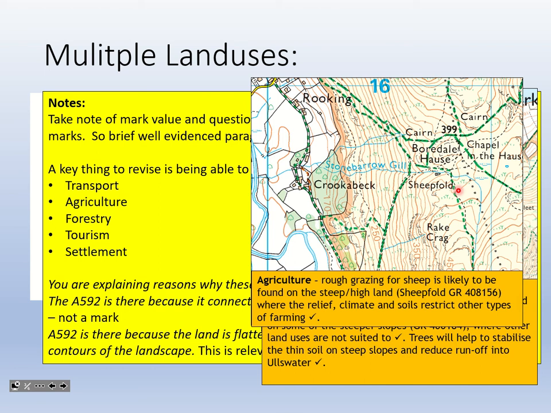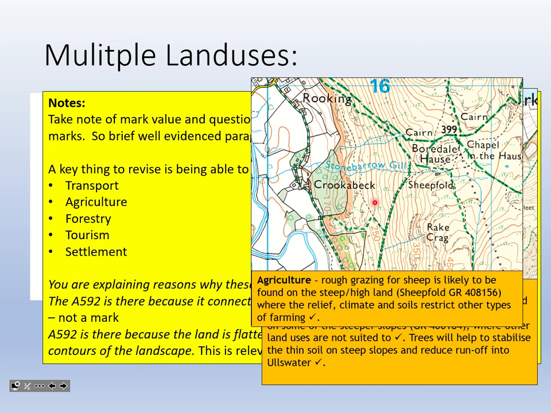And sheep can survive on rough, open ground at high altitude. They can survive in the cold. They don't require good quality soil or fodder, or that means grass, up at that altitude. And where climate and soils would, as you can see down here, restrict other types of farming. So your understanding from National 5 farming here is going to actually be really useful to you.